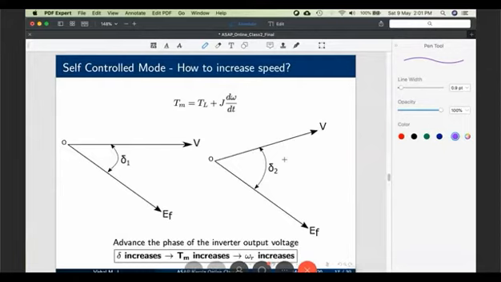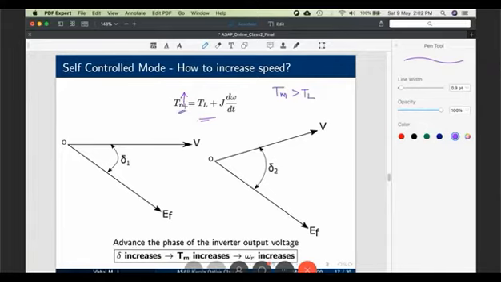For that, we go back to the basic torque equation of a machine. Motor torque is equal to load torque plus J d omega by dt. During steady state, the speed term becomes 0, and Tm becomes equal to TL. I want to increase the speed of the machine. To increase the speed, your Tm has to increase. Only if Tm exceeds TL can you increase the speed of the machine. So how to increase the torque?